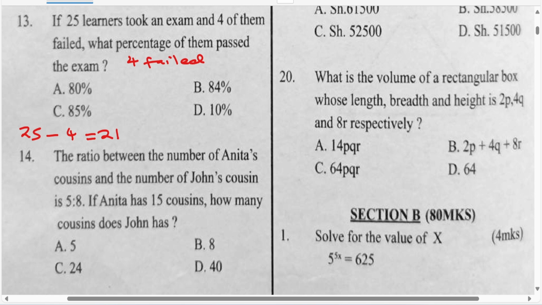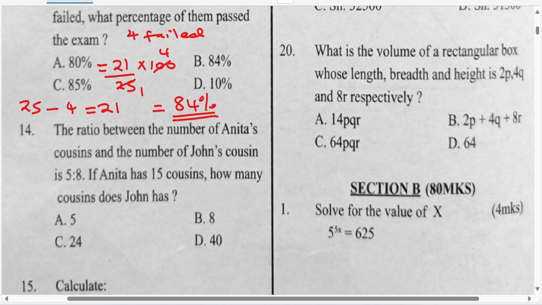So 21 learners passed. So basically, how do you find percentage? You'll take the learners that passed, divide by the total learners, then multiply by 100. Utatafuta vipi percentage? Utachukua wale ambao wamepasi, utadivide na wale ambao wako kwenye class. So 21 over 25 times 100. So 25 yaingia 100 mara ngapi? Mara 4. Sawa? So that's how we do it. 21 times 4 gives you 84%. So very easy. Tuendelee.